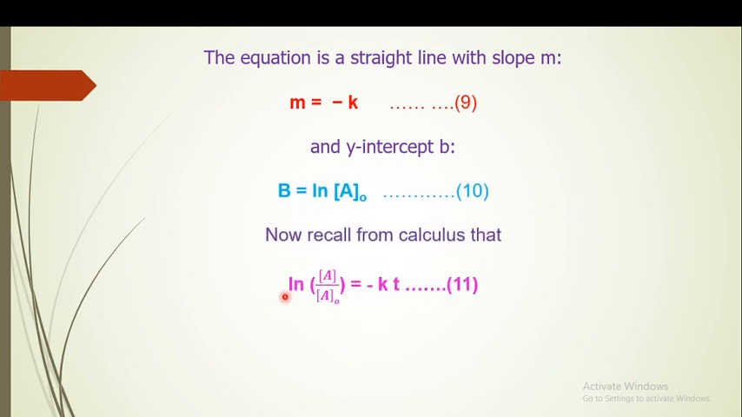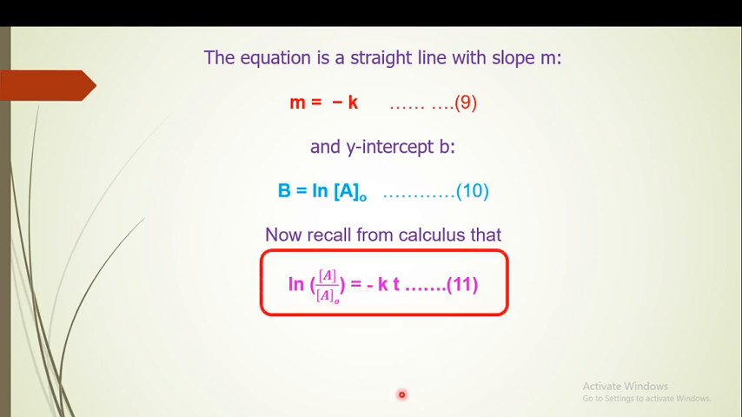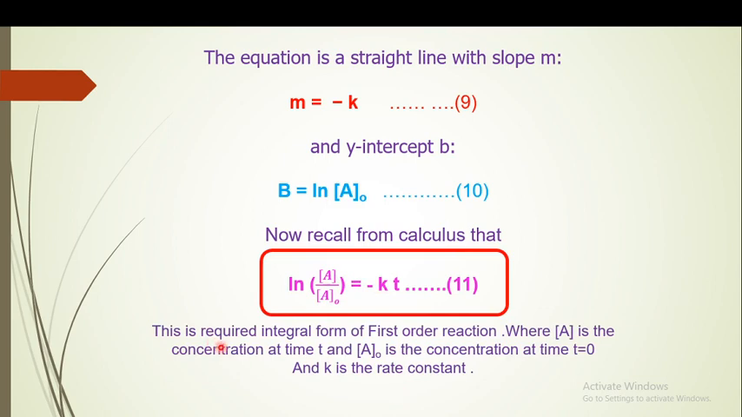So we also write this equation in the form of ln A minus ln A0, that is ln of A upon A0 is equal to minus kt. So this is the required integral form of the first order reaction, where A is the concentration at time t and A0 is the concentration at time t equal to 0, which we also call the initial concentration, and k is called the rate constant.